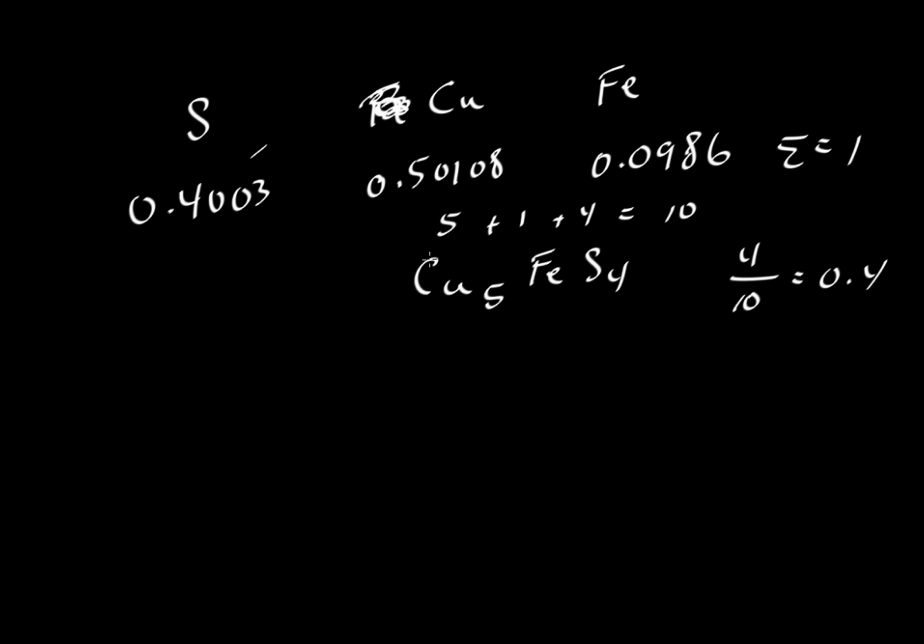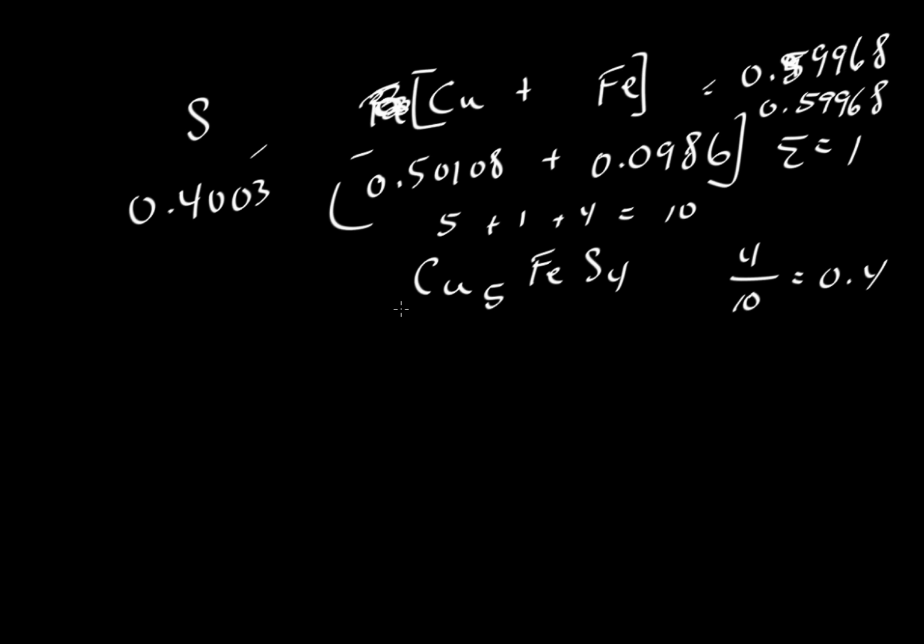So if we want to calculate the precise mineral formula, not just the general formula, the precise formula for this guy, we could simply take the sum of these two fellows here, and those sum to 0.59968, and as they should, it's just 1 minus 0.4003. So let me write that again, 0.59968. That's the sum of copper plus iron. So now we could take 6. We have 6 cations total, right? Copper plus iron, we need 5 coppers and 1 iron atom altogether.